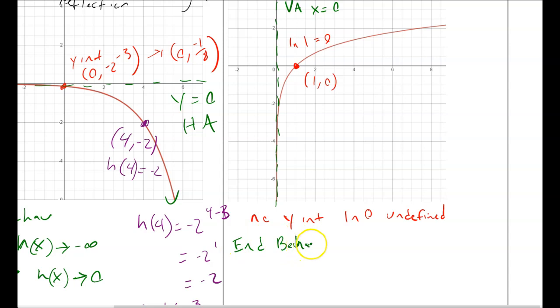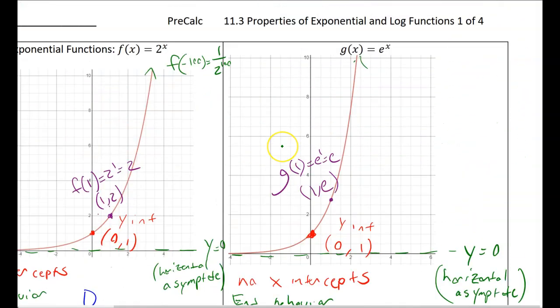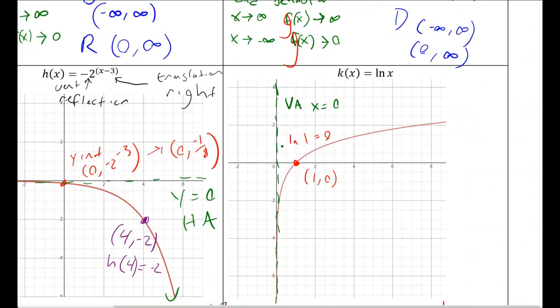And my end behavior, then, is as x goes to infinity, k of x goes to infinity. Very slowly, however, but it does. As x goes to negative infinity, we'd say k of x goes to 0. Right? And that is describing this portion of the graph. And then my domain and range and my key points.